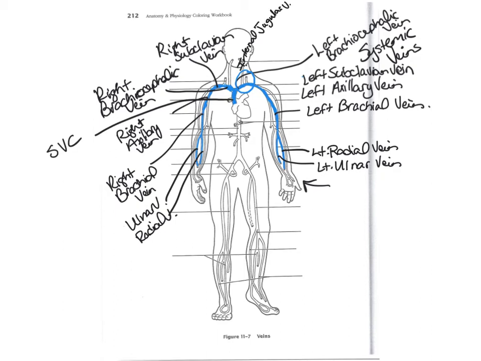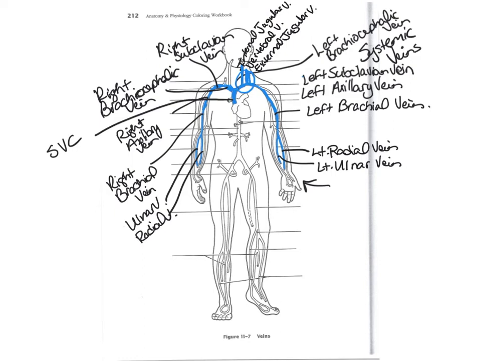And we have the vertebral vein. And we have the external jugular vein. And all of these veins are coming from the brain. So they're draining the brain, and they're all going to drain into that brachiocephalic vein.